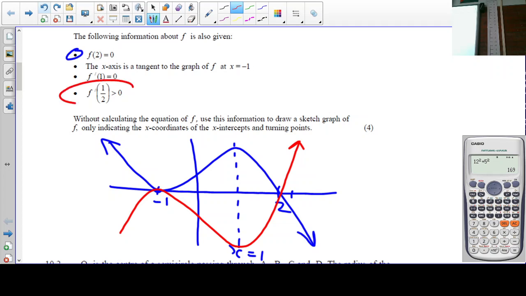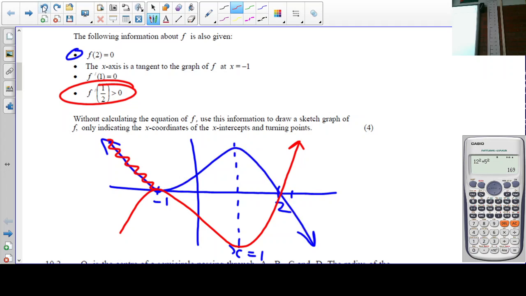But what does this tell us? F prime of a half is greater than 0. The gradient at x equal to a half is more than 0, which means it's positive. If the gradient is positive, then the graph is increasing. If it's negative, it's decreasing. This part of the graph, is it increasing or decreasing? Decreasing, so the gradient is negative. Here? Positive, because it's increasing. Here? Negative.